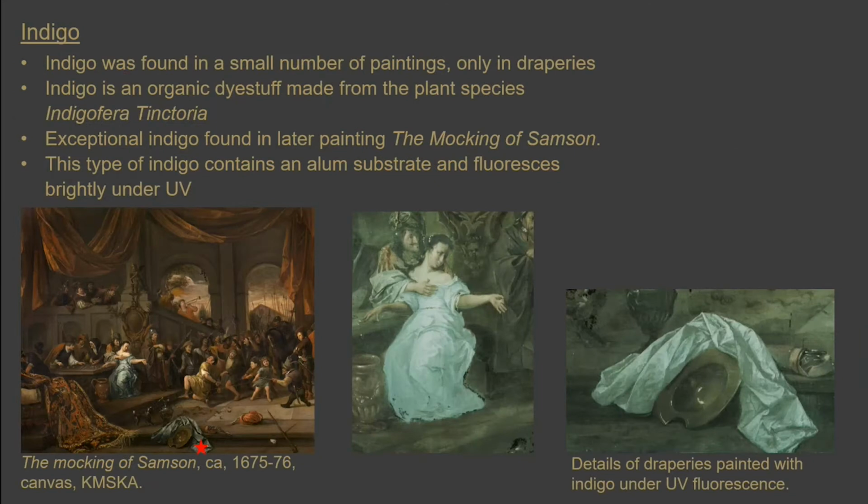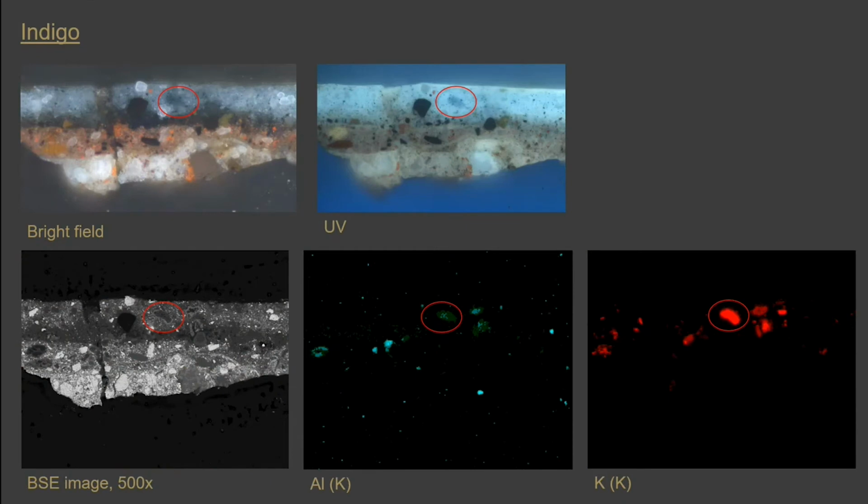Another pigment used for clothing and draperies is indigo. And we found a specific type of indigo that emits a very strong, remarkable fluorescence under UV radiation. We noticed this fluorescence during the restoration treatment of this painting, The Mocking of Samson, which was treated by my colleague Sabrina Meloni. And it's from the collection of the Royal Museum of Fine Arts in Antwerp.